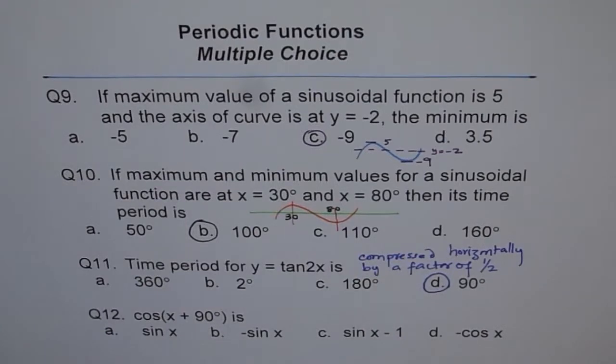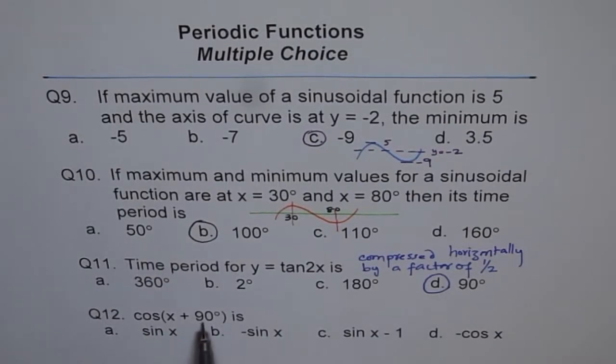The time period of sin x and cos x is 360 degrees, and half of that will be 180. But for tan x, it repeats after every 180 degrees, and we say that the time period of tan x is 180 degrees, and half of that should be 90 degrees, correct? So the answer is D, 90 degrees. Now the last question here is question 12.